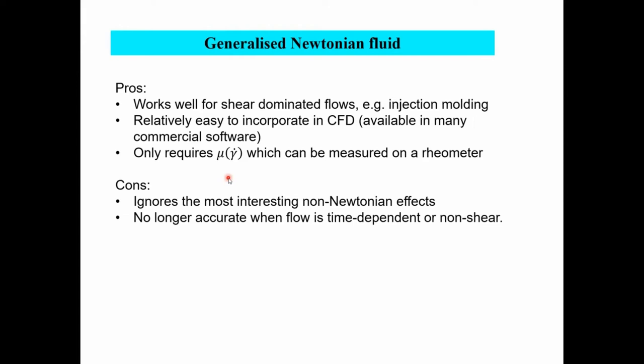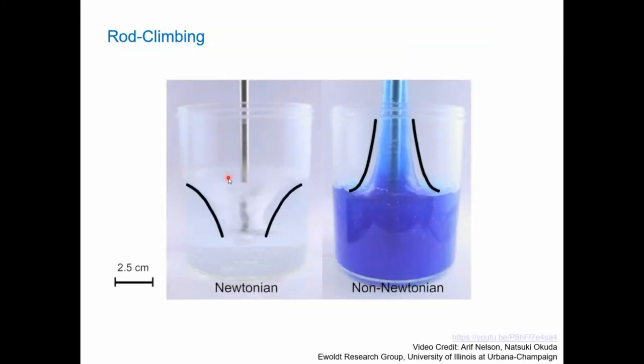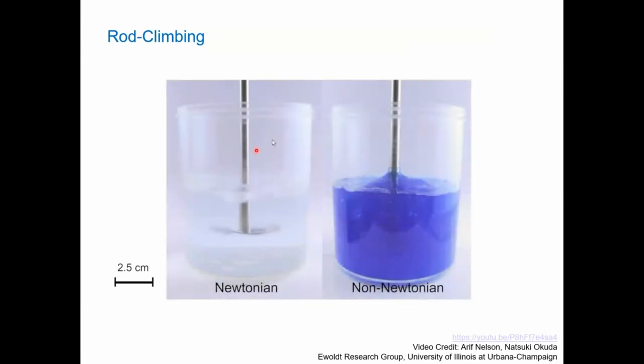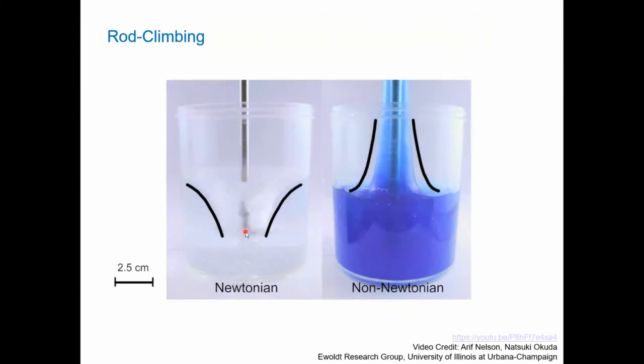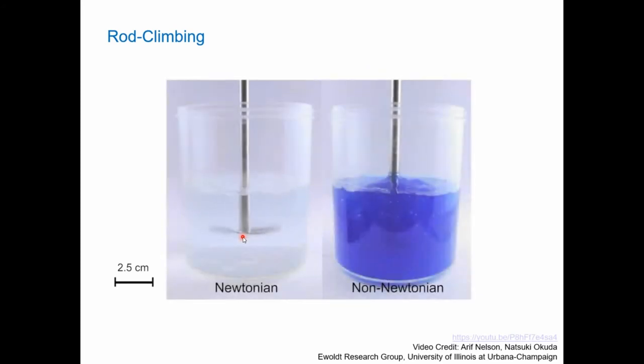Okay, so let's move on to some more interesting phenomena. And the first of these is so-called rod climbing. This is actually a shear flow, but it's another aspect of it. So what you've got on the left here is water being stirred, and you can see that the surface goes down where the stirrer is, and that's due to essentially centrifugal force or centripetal force, depending on whether you're in physics or engineering.